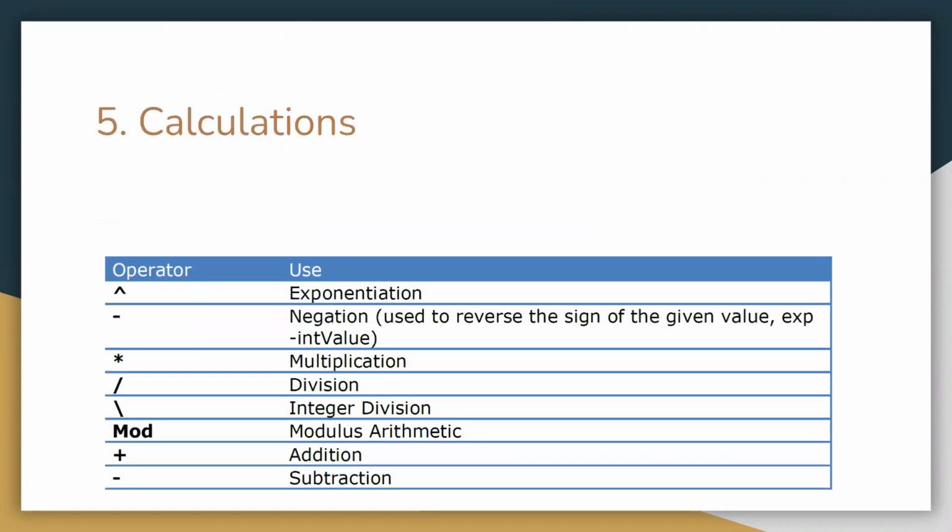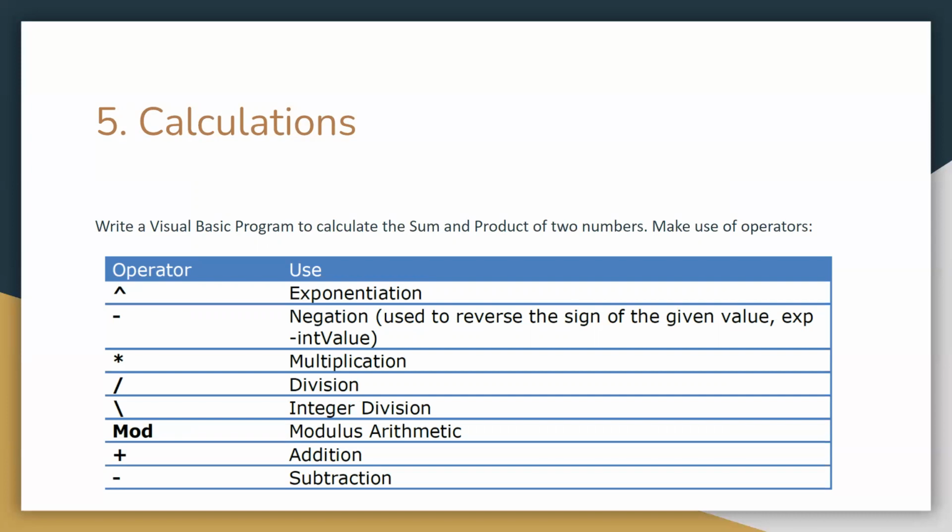Today, we will continue with calculations. Very often you will need to do calculations in your program. For example, write a Visual Basic program to calculate the sum and product of two numbers. Make use of the following operators: exponentiation, negation, multiplication, division, integer division, mod, addition, and subtraction, which are the basics.